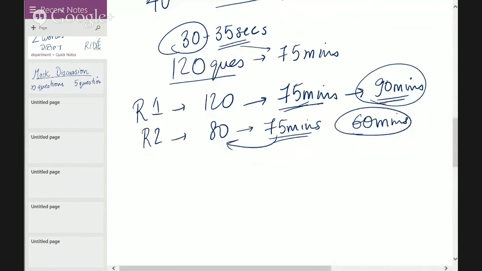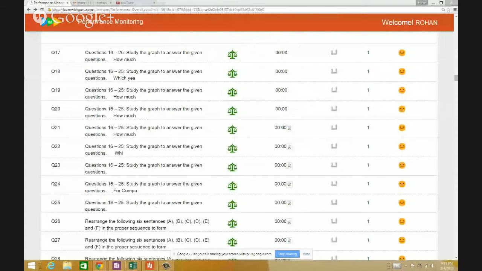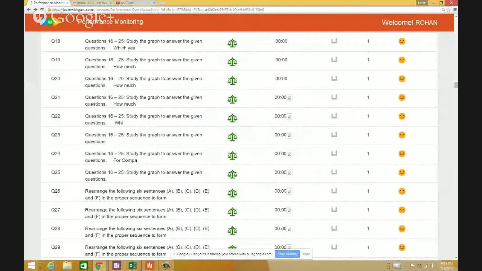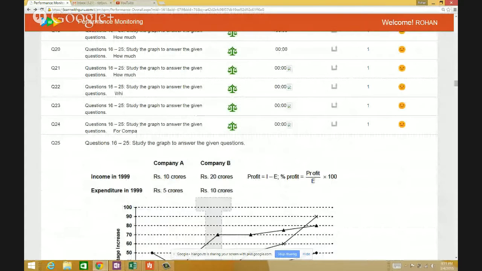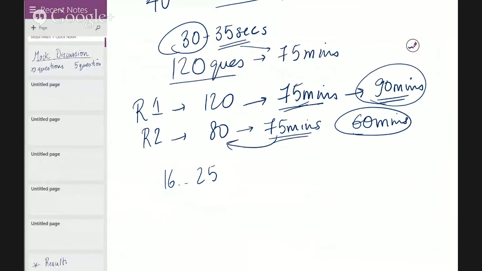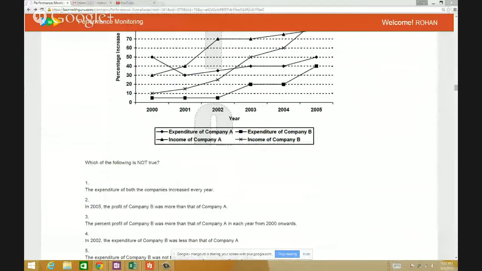So DI, as I mentioned, I won't even touch DI, but I'll just take a note of it. Study the graph is a question given to you. Now this goes till what? Question number 25. 16 to 25 all have study the graph. So I'll just take a note of it. 16 to 25 is round 2, so that when I finish my first round, I can just directly jump to 16, rather than jumping on anything else.